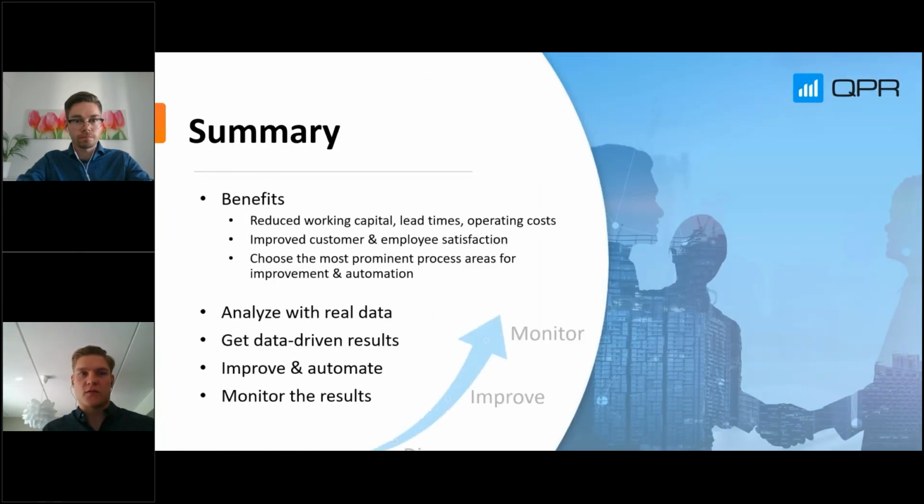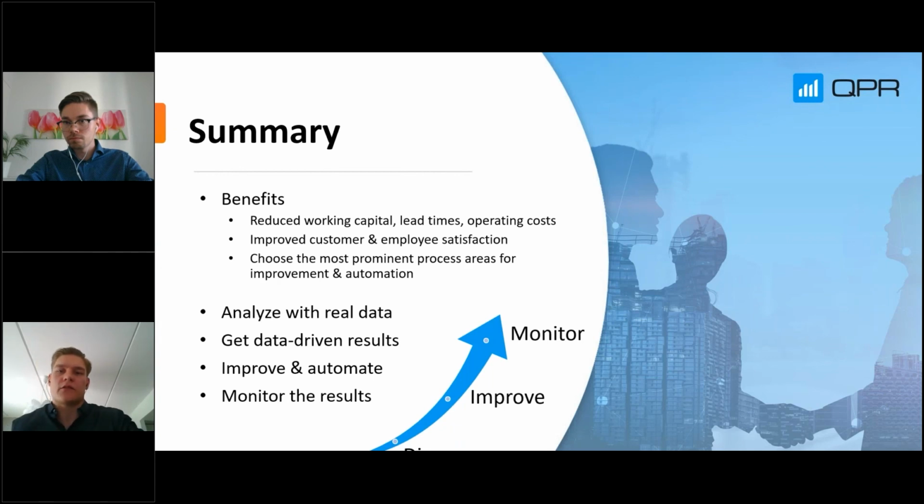I have made a summary. So first of all, the benefits we would like to see in our order to cash process is the reduced working capital. So getting the money that we have earned in faster so that we can invest it further and create business growth. So we can reduce lead times and thus reduce operating costs. We can improve our customer and employee satisfaction and choose the best areas for improvement and automation.